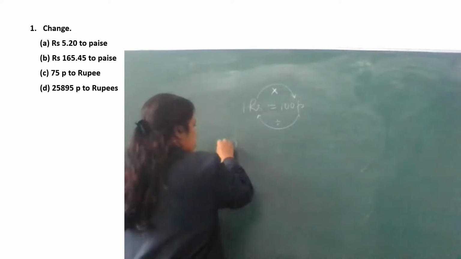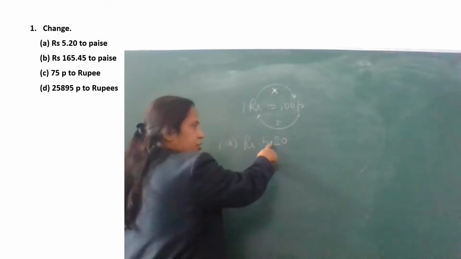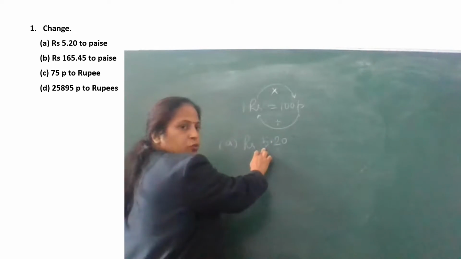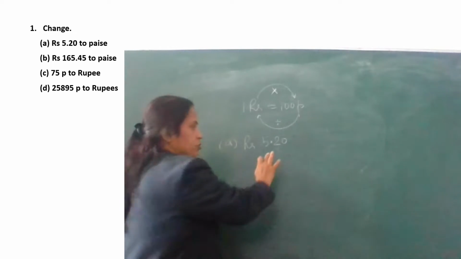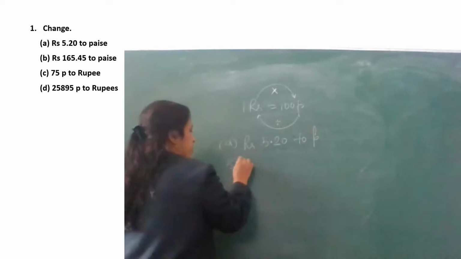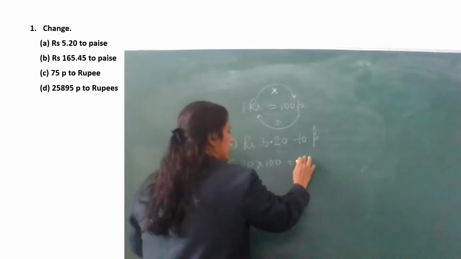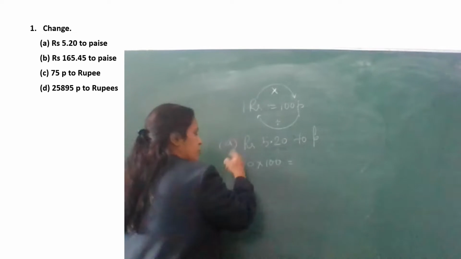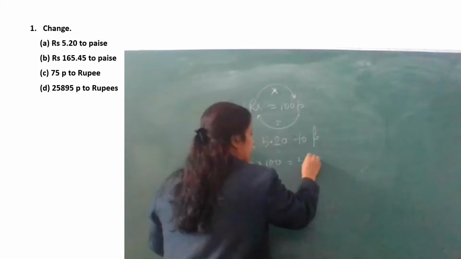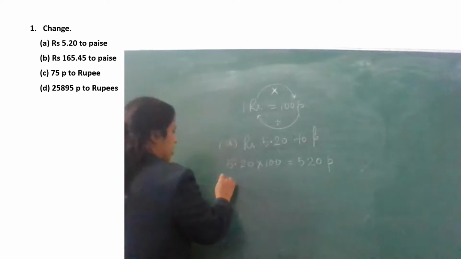Now see the first question. Rupees 5.20. Now children, this point shows the difference between the rupees and the paisa. The number before the point is your rupees, and the number after that is your paisa. So 5 rupees and 20 paisa. This you have to change into paisa. So now you will multiply this by 100 because you are changing rupees to paisa. So what will happen? There are two zeros, so two zeros will be placed afterwards. So here you will directly write 520 paisa. So the point is removed.